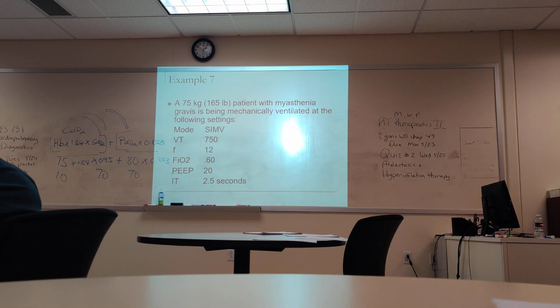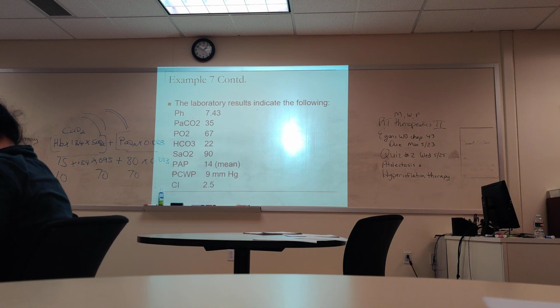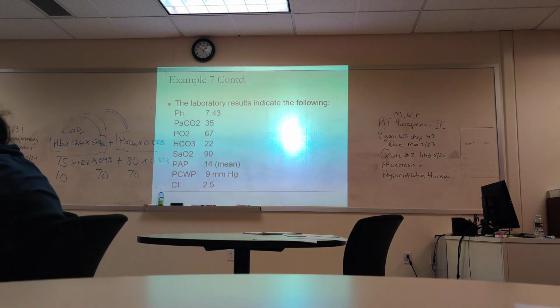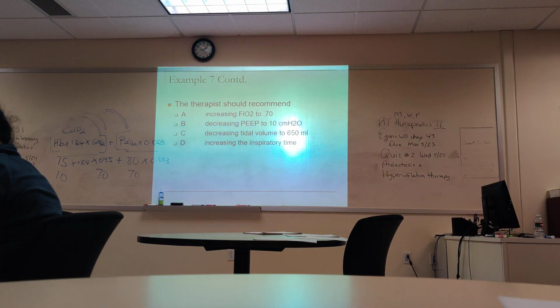A 75 kg patient with myasthenia gravis is being mechanically ventilated at the following settings. Tidal volume 750, frequency 12, FiO2 60, PEEP of 20, inspiratory time 2.5 seconds. And then here are the blood gases. Okay. PAP, that's normal. PCWP, that's normal because that's 4 to 12. Cardiac index, that's also normal because that's 2 to 4. We need to give them more oxygen. What are we going to do?